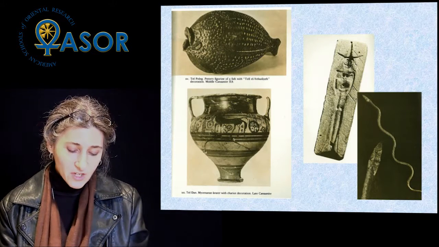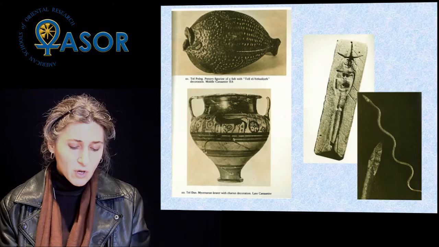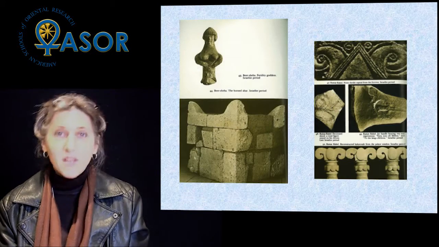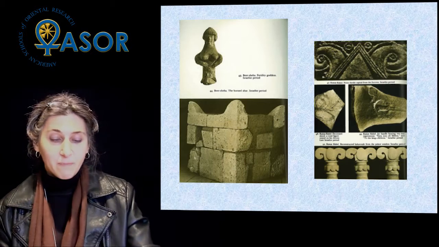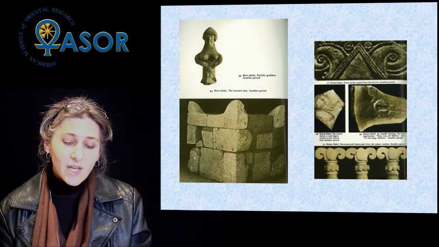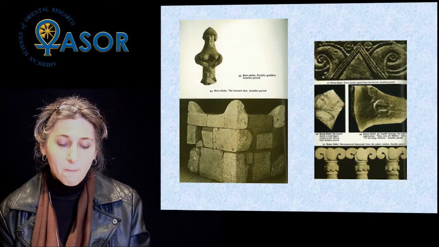The Tel Poleg fish, the Dan charioteer vase, the bronze snake from Timnah, the Nahariya mold, Judean pillar figurines, the Beersheba four-horned altar, and Ramat Rachel pillar capitals. Some of these are better known than others. That is, some didn't stick as part of the canon, such as perhaps the snake.